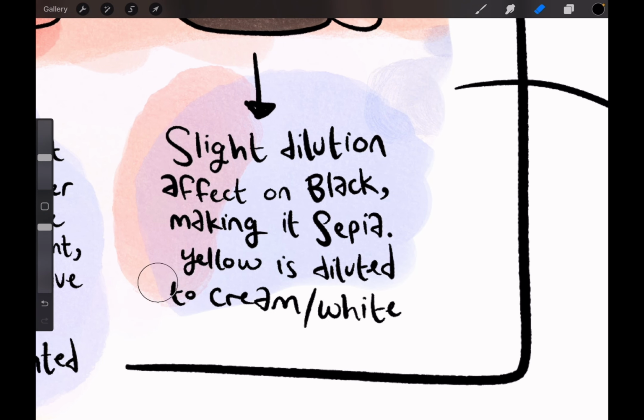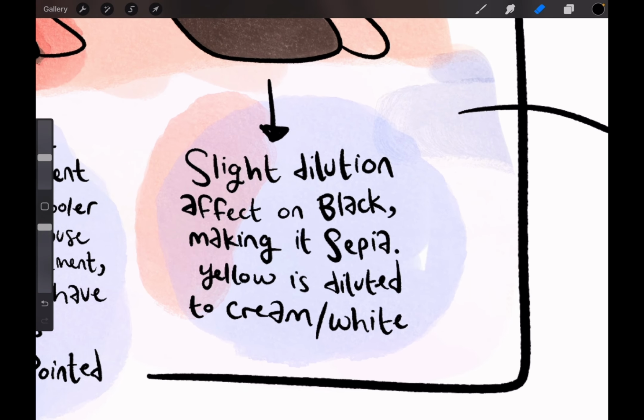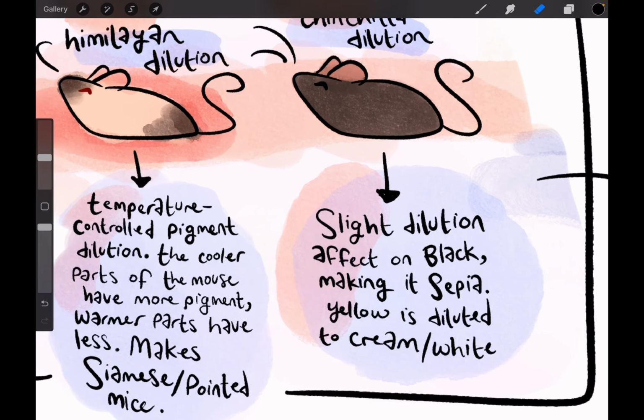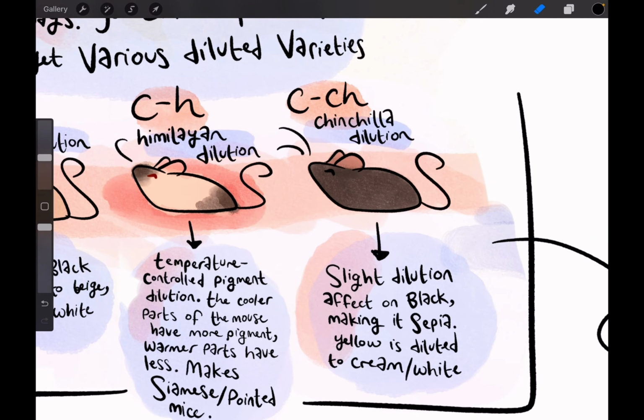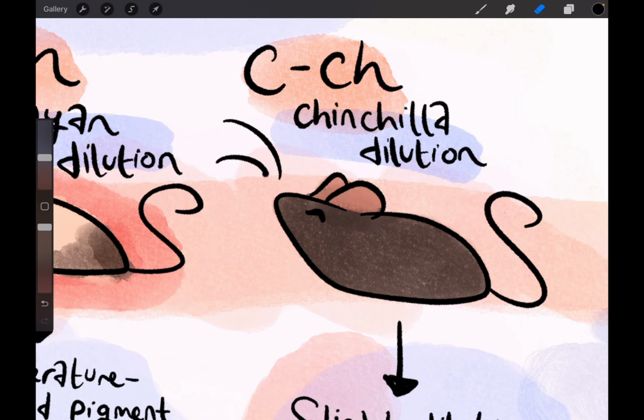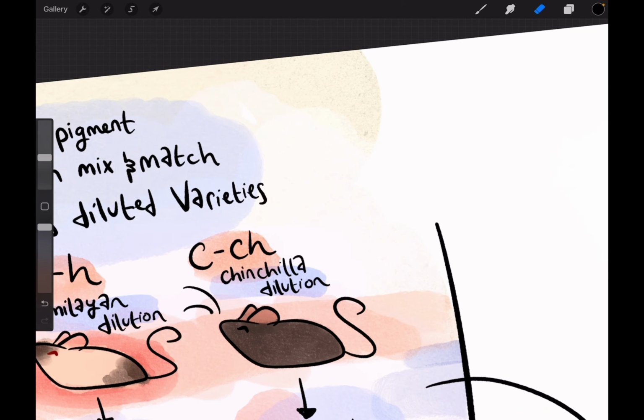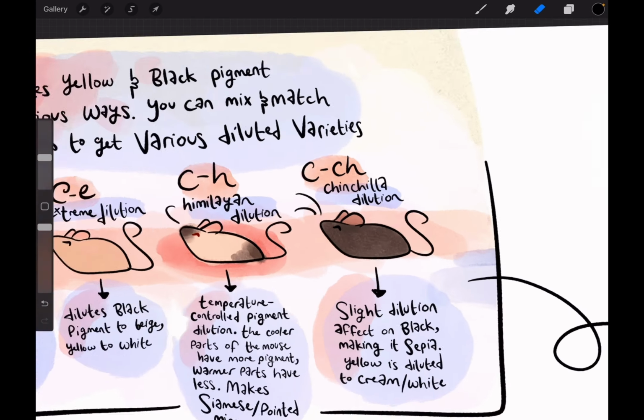And then yellow or pheomelanin is diluted to cream or white. And you'll notice, like this one I just said, it dilutes yellow to white. CH does basically just dilute it to white, but because it's so much weaker, with selection and the other genes present in the mouse, you can actually get more of a creamy color. So you're able to kind of change up the appearance of chinchilla dilution a little bit more than with the other varieties. And you can actually select for the sepia color to be closer to black too. And that is how we get black foxes.